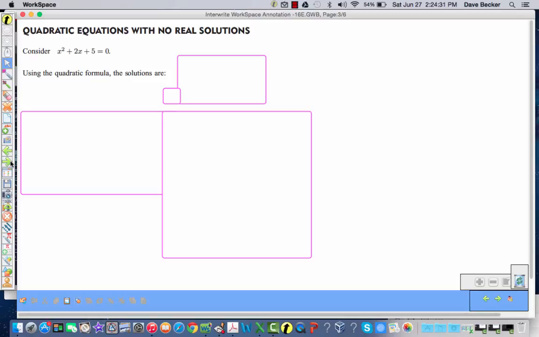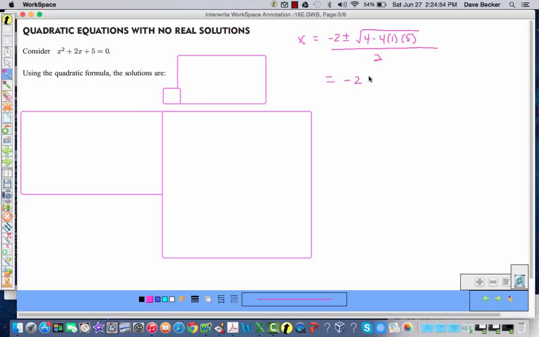And what's it going to look like if it doesn't have any real solutions? Well, let's solve this one. X is going to equal negative 2 plus or minus the square root of 2 squared, which is 4, minus 4 times 1 times 5, all over 2, which is negative 2 plus or minus the square root of 4 minus 20, which is negative 16, over 2. Uh-oh, we will not have a real solution, the square root of a negative number.